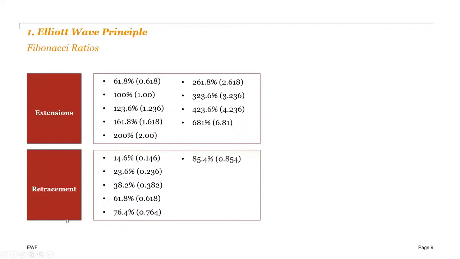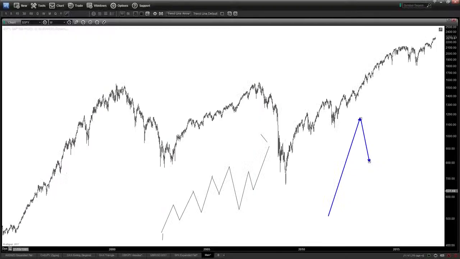So going back to an example here, extension would be something like this. So if you have, let's say, an ABC, right? We looked at ABC before, which is a 5-3-5. So let's say you have an ABC, and you want to know where the C is going to end on the way up. So you use the Fibonacci extension. So usually it's going to end around 100%, which means that this is going to be equal in length to this. So that's how you use the Fibonacci extension.